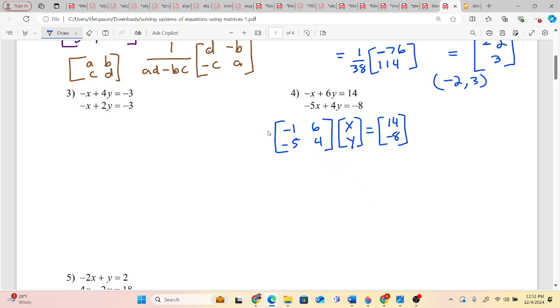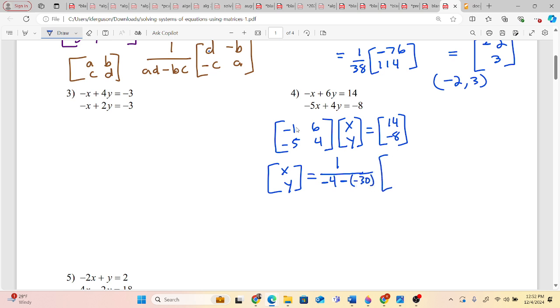So anyway, I got this, right? So I'm going to apply the inverse matrix to both sides. So that's going to take care of this matrix. So now I just got x and y equals. And so now I need to put the inverse matrix right here. So that's going to be 1 over -1 times 4. So I'm just going to speed up a little bit. So -1 times 4 is -4 minus, and I've got -5 times 6. That's going to be a -30.